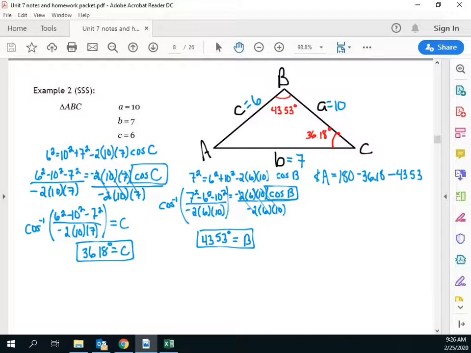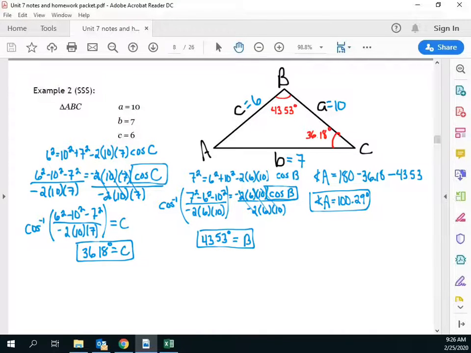So, when you end up with that, your angle A ends up being 100.29. Does that take care of the three unknowns in this triangle? All we needed was to find three angles. We found three angles and we're done.